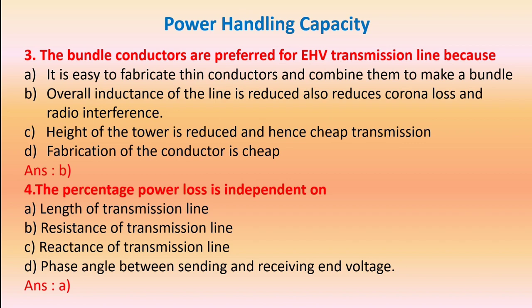Question 3. The bundle conductors are preferred for EHV transmission line because option A, it is easy to fabricate thin conductors and combine them to make a bundle. Option B, overall inductance of the line is reduced, also reduces corona loss and radio interference. C, height of the tower is reduced and hence cheap transmission. D, fabrication of the conductor is cheap.